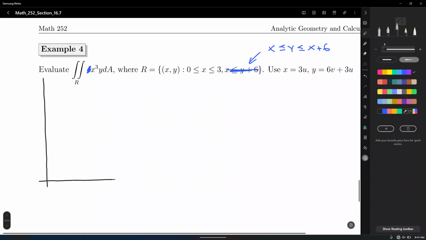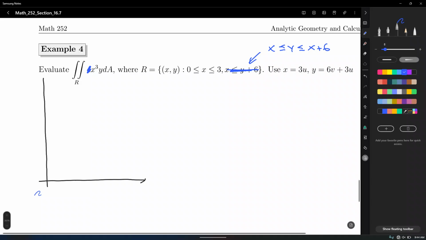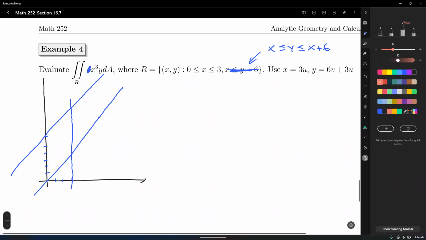And for this, I need a big graph. Because y is varying between y equals x and y equals x plus 6. I'm going to go 1, 2, 3, 4, 5, 6 with the same slope. And x is varying between 0 and 1, 2, 3. And let's shade that region of integration. All right. So that is our region R.